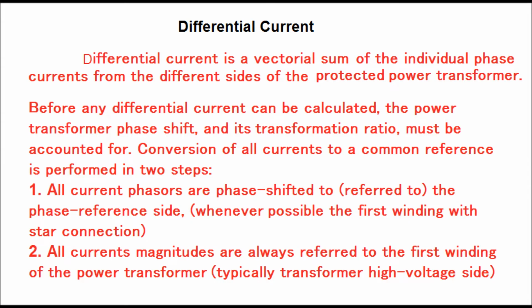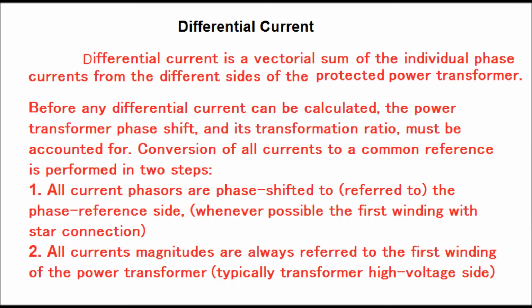Now, how is the differential current calculated in the ABB make RET 650? Differential current is a vectorial sum of all the individual phase currents from the different sides of the protected power transformer. In the case of other relays, it is the vector sum of all the phase currents after the matching factor is applied. That is, the HV side current is multiplied by the matching factor, and the LV side current is also multiplied by the matching factor, and the sum of the per unit currents in vector form from the HV side and LV side, after the matching factor is accounted for, gives the differential current phase wise.